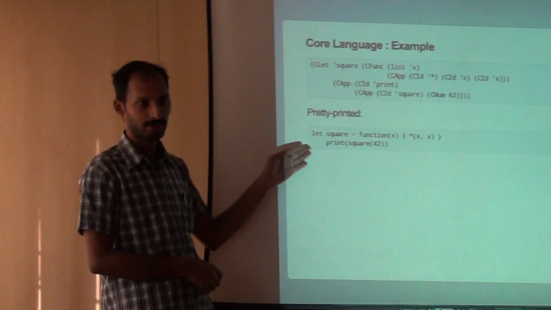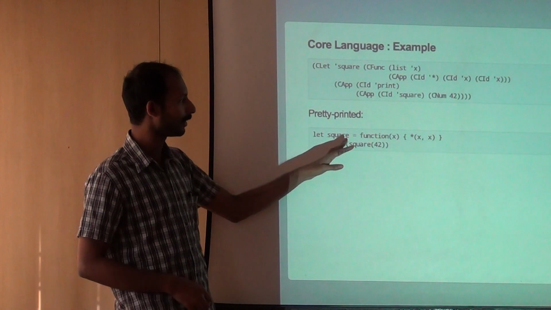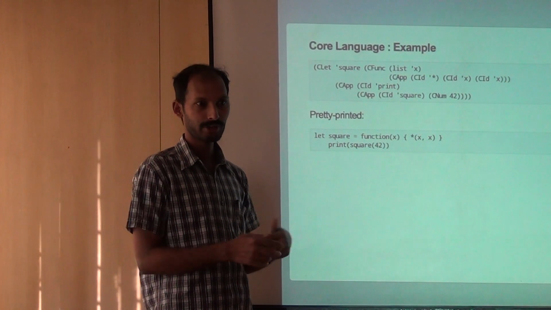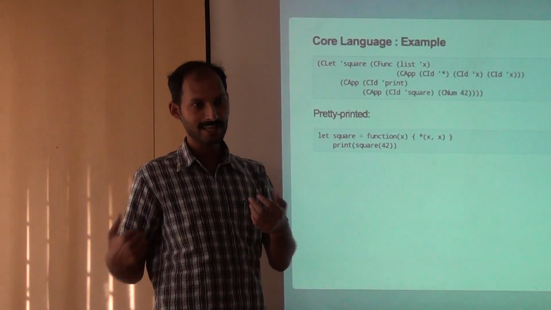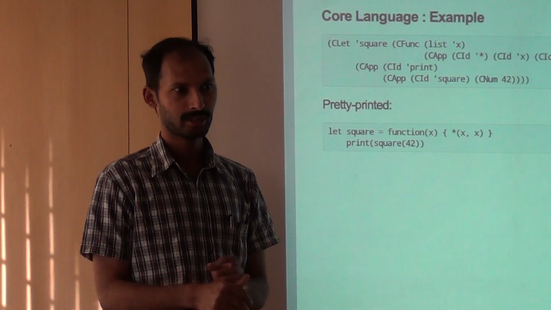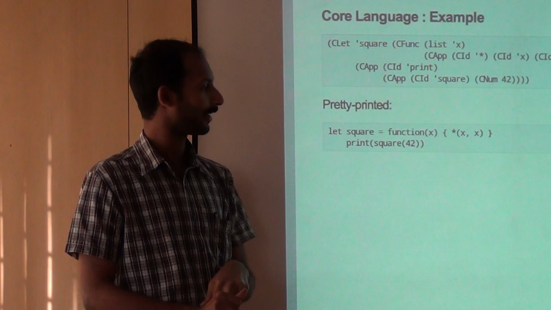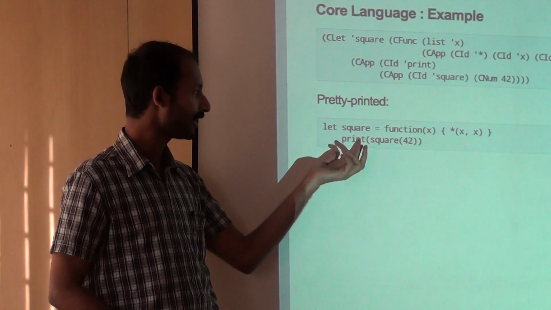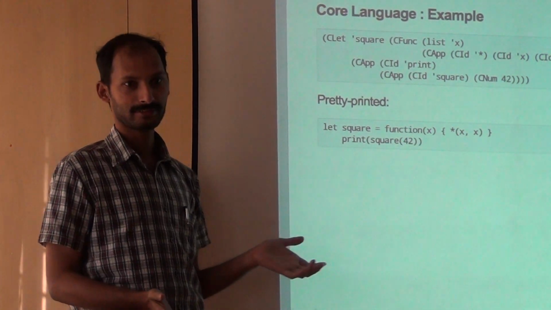This is more like a JavaScript-like syntax. Let square equal to function x, and you don't have any return in the core language. In the core language, you evaluate the function and the last value is what is given back, more like Ruby. You don't do a return; the last evaluated value is taken. Then let square equal to this function, and execute this piece of code: print square of 42. It computes the square of 42 and then prints it back.